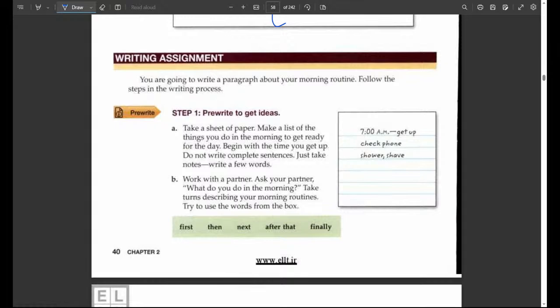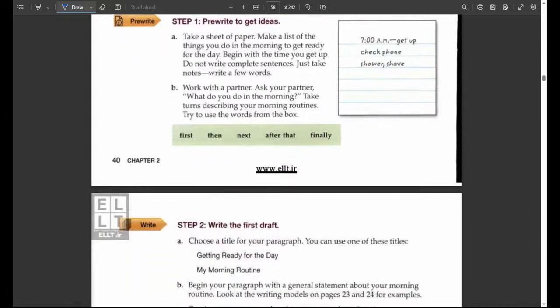Work with a partner. Ask your partner, what do you do in the morning? Take turns describing your morning routines. Try to use the words from the box. First, then, next, after that, finally. So first, after first use then, use next, and then after that, and then finally. And with finally, you finalize and finish your work.